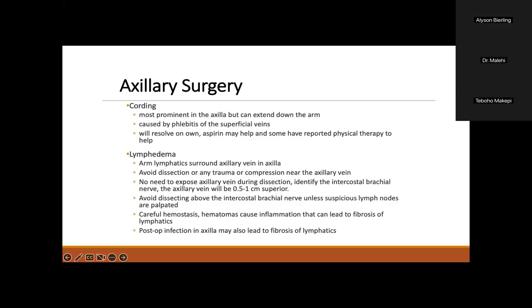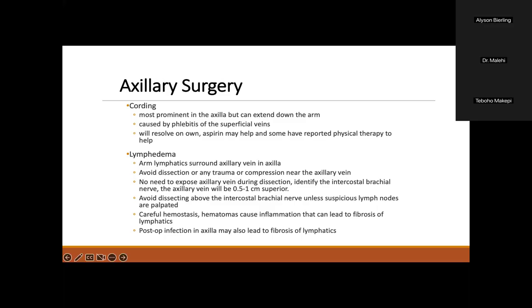And really, it's just a thrombophlebitis of a superficial vein. It will often resolve on its own. Sometimes you can do heat and cold alternating. Aspirin may help. You just don't want to start that too soon because you want to make sure the wound is well healed so you don't develop a hematoma.